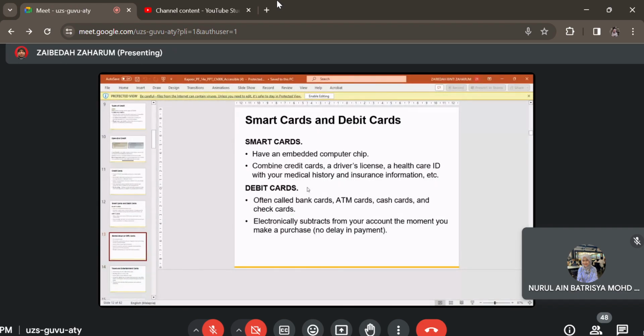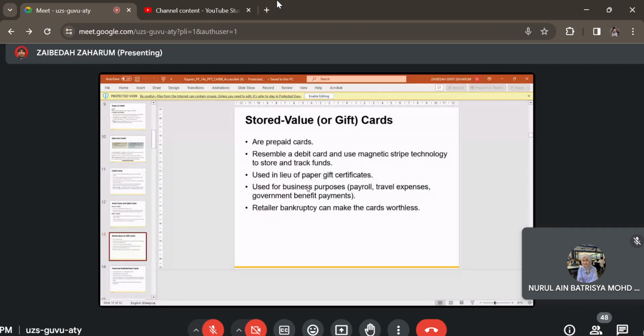Right? Okay. Next, open end credit tadi adalah store value ataupun gift card. Okay, ianya merupakan prepaid card. Macam kalau katakan Starbucks pun ada kan, lagi apa lagi yang provide you a gift card. Yang I tahu Starbucks ada bagi gift card. Okay. Ianya merupakan resemble a debit card and use magnetic stripe technology to store and track fund.